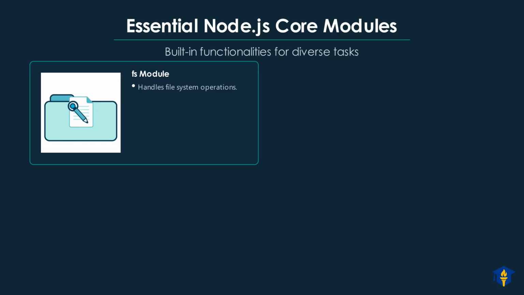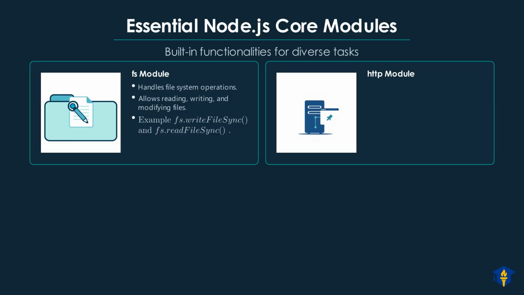This module effectively handles various file system operations, allowing you to manage files and directories programmatically. You can use the FS module to perform essential actions like reading, writing, and modifying files on your system. For instance, fs.writeFileSync writes data, while fs.readFileSync reads content from a file.